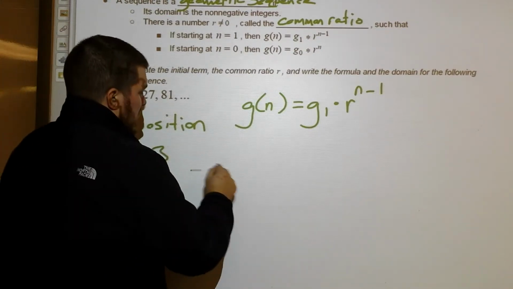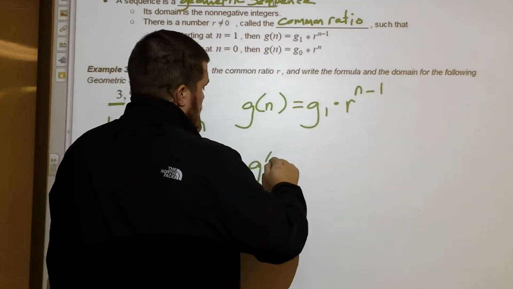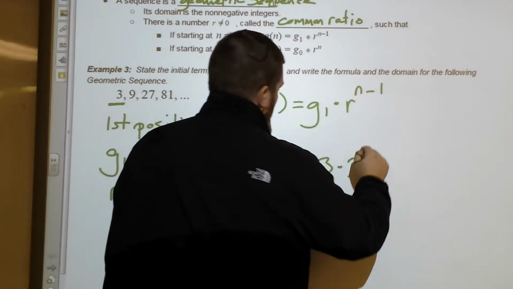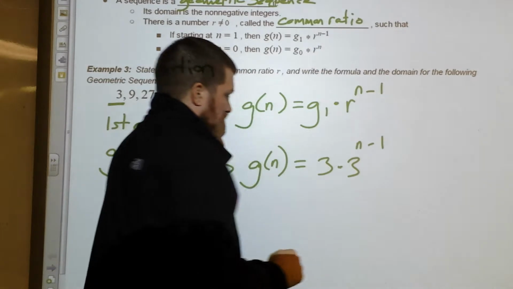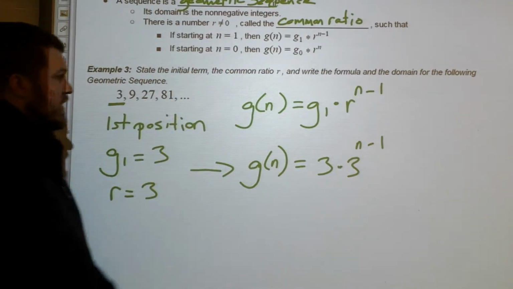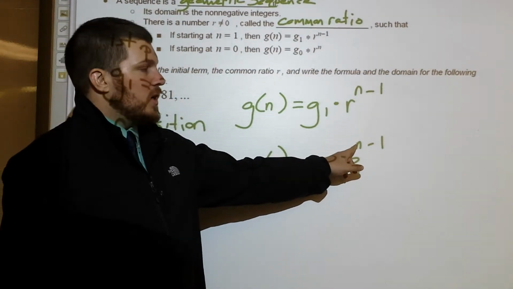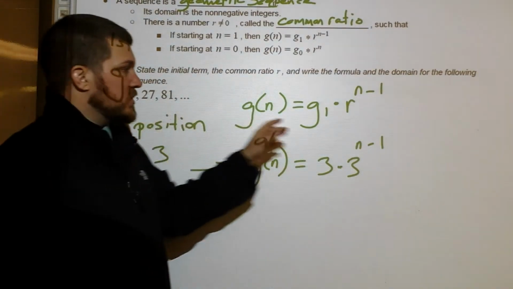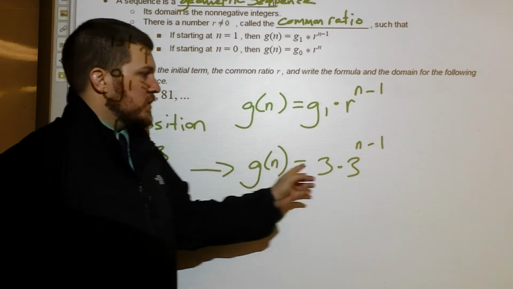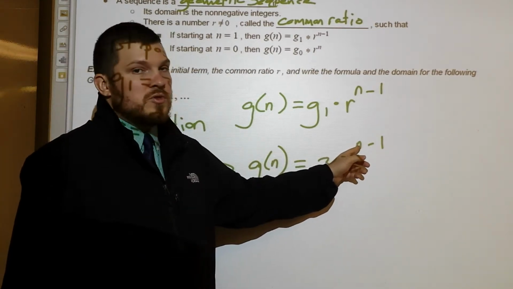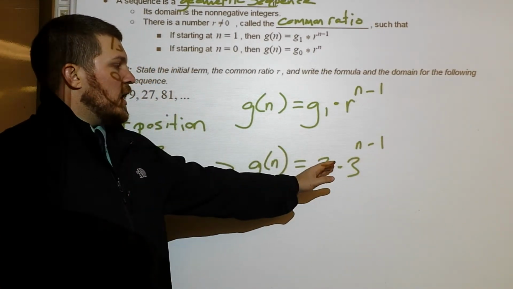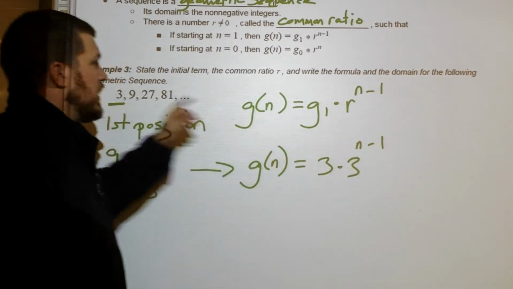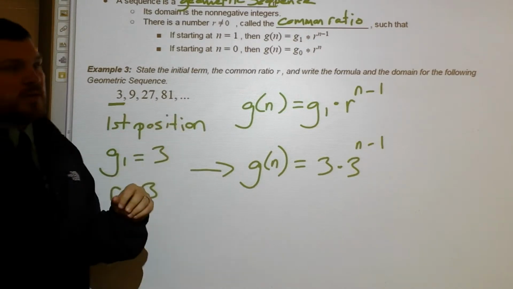So when I plug in, the geometric sequence is 3 times 3 to the n minus 1 power. What that means is, I start off by plugging in a 1 here because I started in the first position. You can't do the 0 position because I started with the first position for this sequence. So I start with n equals 1, and then keep going up with my n values, n equals 2, n equals 3, n equals 4, and I'm going to generate every value in this sequence.